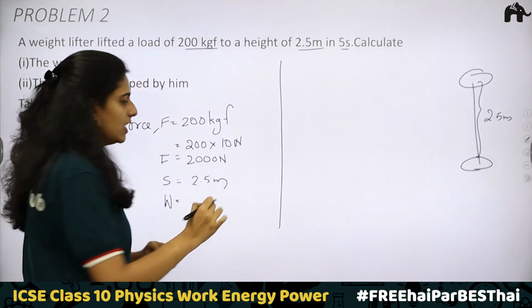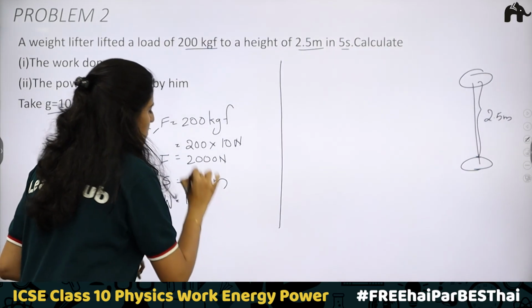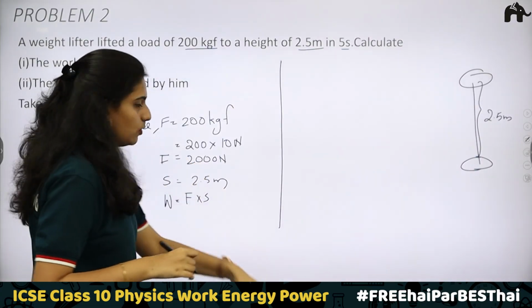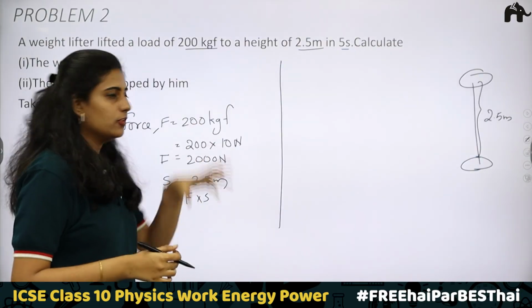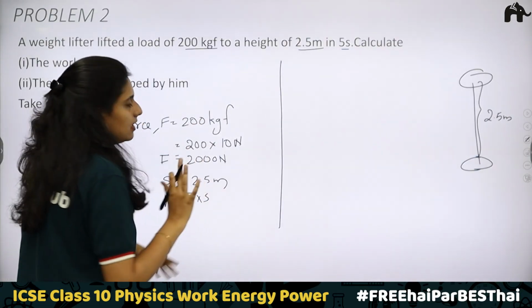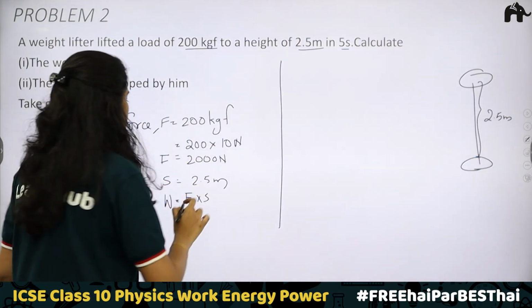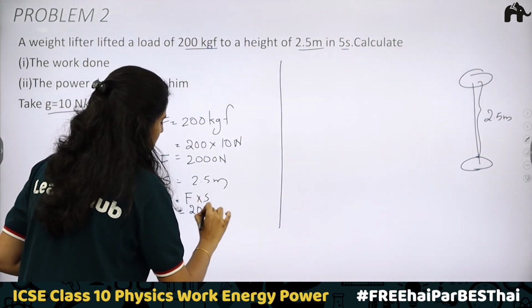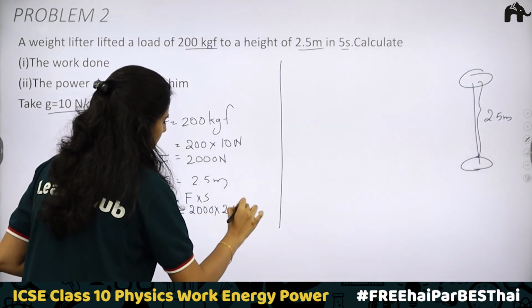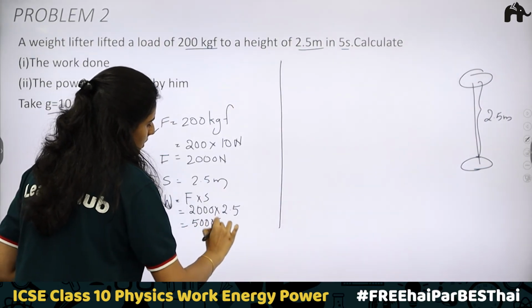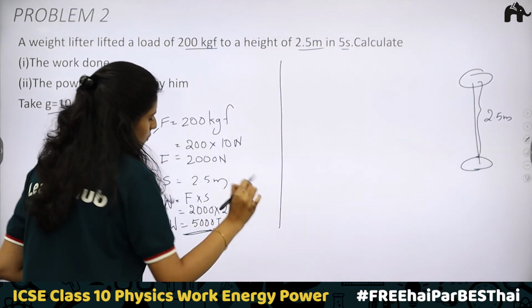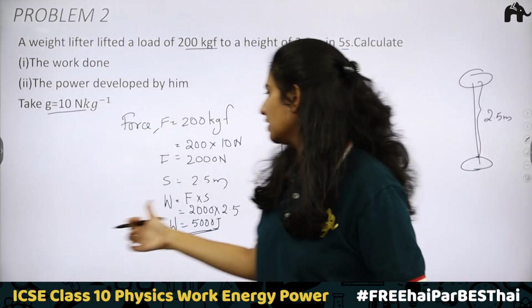Then tell me what is work? Work is force into displacement. Force and displacement are along the same direction. That is, the weight is being lifted upwards, force is applied and the body is moving upwards in the same direction. Okay, angle between them theta will be equal to 0. F is 2000 into 2.5. 2.5 into 2000 is 5000 joules. Work is equal to 5000 joules. Okay, we got the work done.